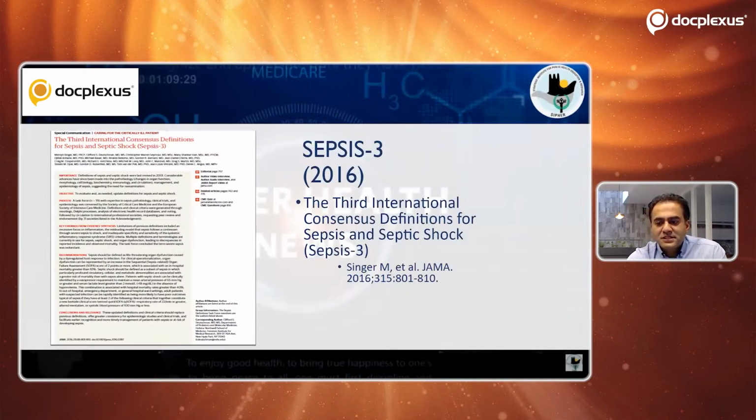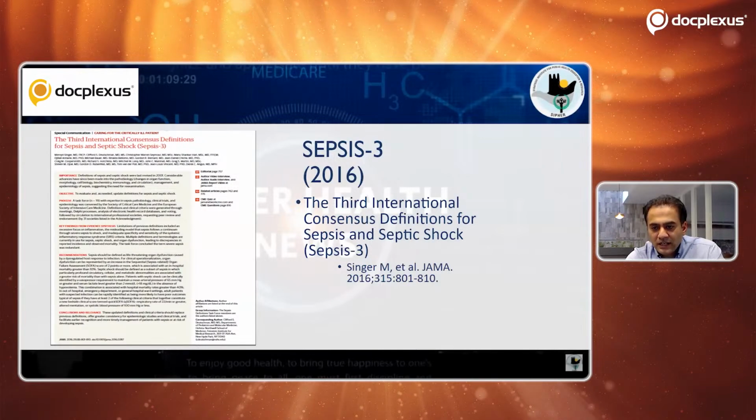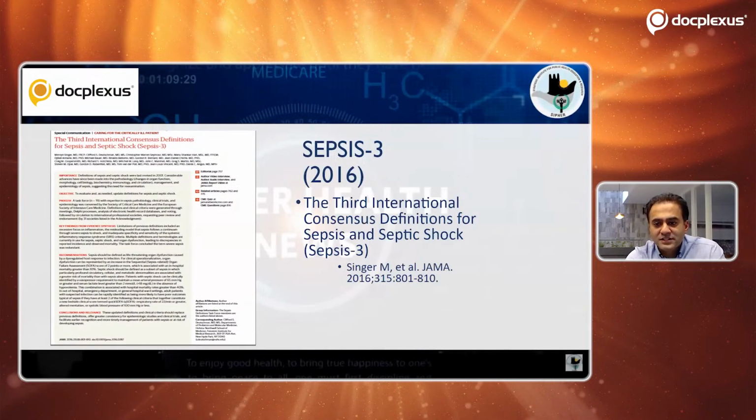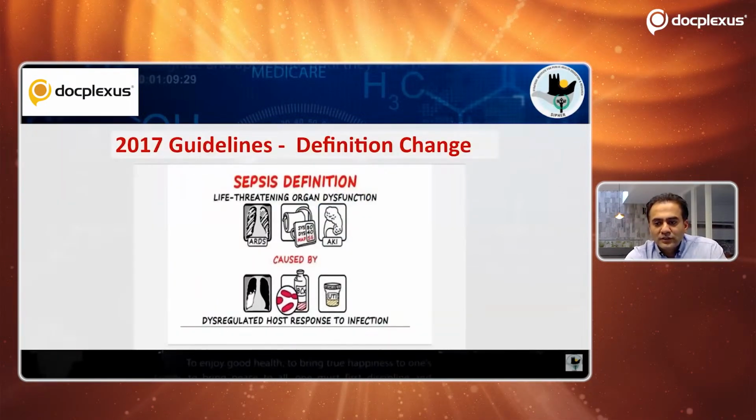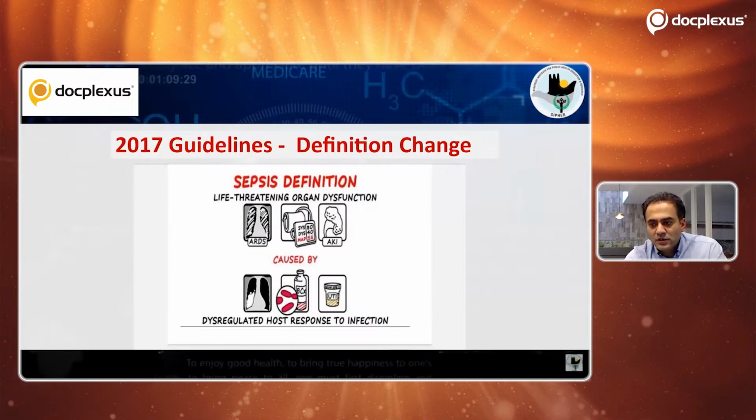Then finally came Sepsis-3. This definition changed it all. It incorporated a new definition for sepsis. It came in 2016, and we are still using the same definition. So what did it say? The definition change was that sepsis was identified as life-threatening organ dysfunction caused by a dysregulated host response to infection. So now we have recognized that it is life-threatening and causes organ dysfunction, and the response is not regulated as it should be. Once the response becomes dysregulated, we call it sepsis.